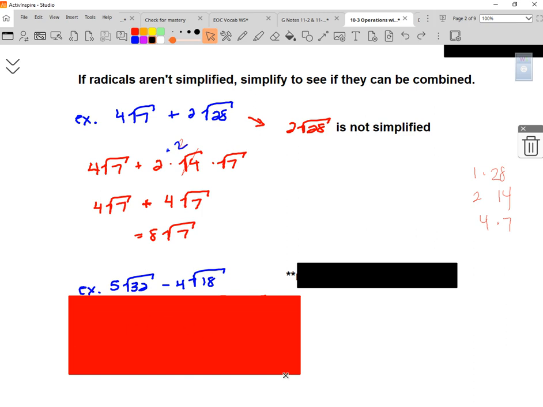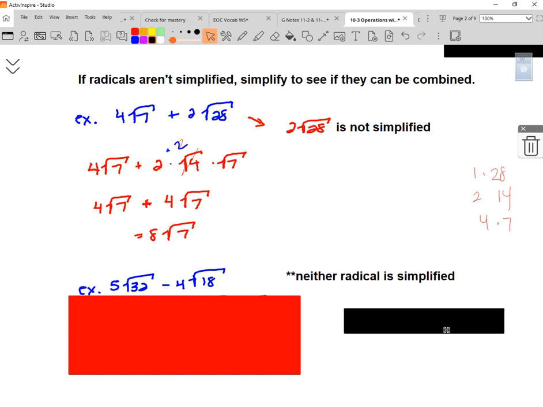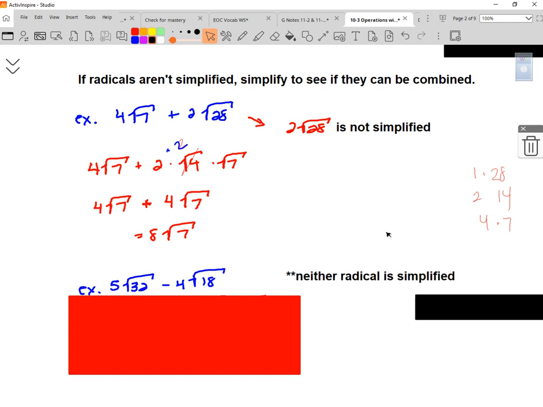At first glance, example 5 looks like we cannot subtract these, but we can't say for sure until we simplify the square root in each term. Neither of these radicals is simplified, and I know because off the top of my head I know 16 times 2 is 32, and that's a perfect square factor, right? 9 times 2 is 18, and that's a perfect square factor. If you don't recognize a perfect square factor automatically, you make a list like we did here, right?